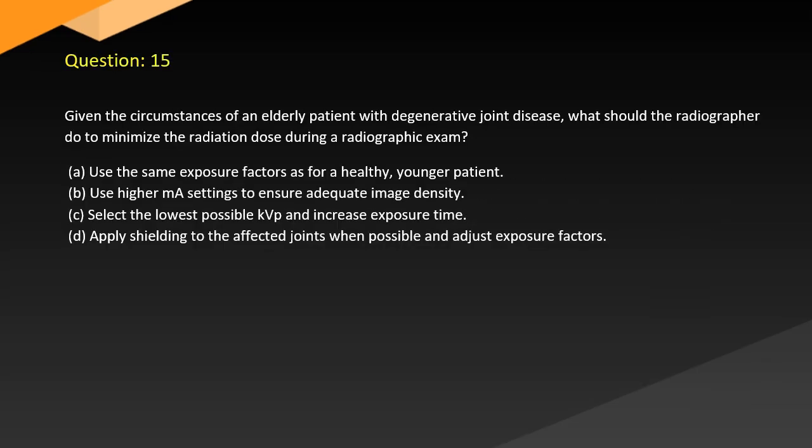Question 15. Given the circumstances of an elderly patient with degenerative joint disease, what should the radiographer do to minimize the radiation dose during a radiographic exam? A. Use the same exposure factors as for a healthy, younger patient. B. Use higher settings to ensure adequate image density. C. Select the lowest possible kVp and increase exposure time. D. Apply shielding to the affected joints when possible and adjust exposure factors.